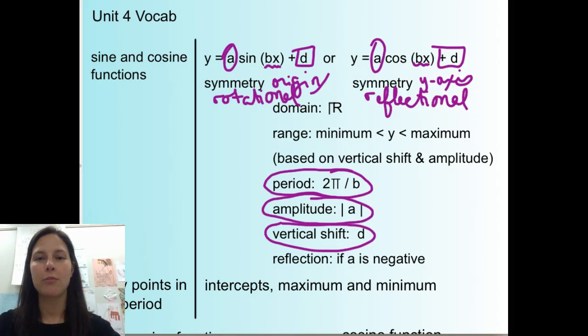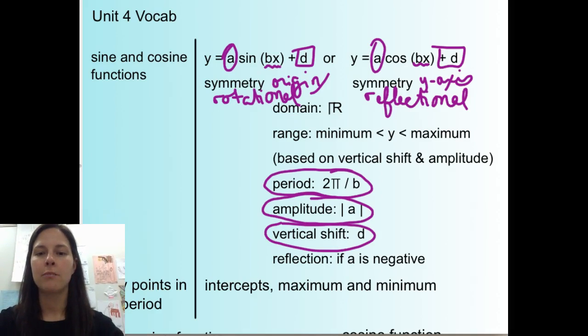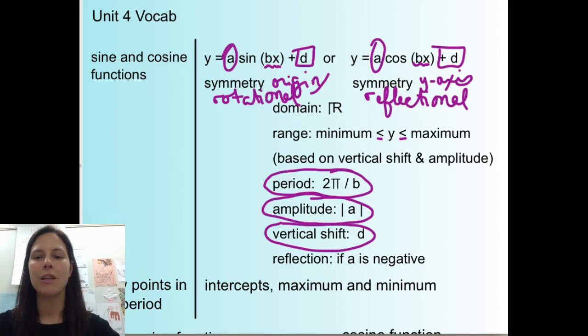We talked about the domain for both functions is all real numbers. That doesn't change under a transformation. The range depends on any vertical shifts as well as the amplitude change. So your y will bounce between the maximum and the minimum. There is an error here, put underlines on both of those. It does include the minimum as well as the maximum.